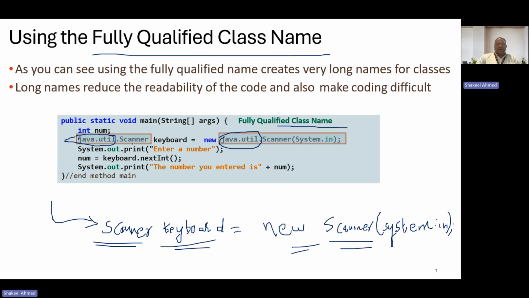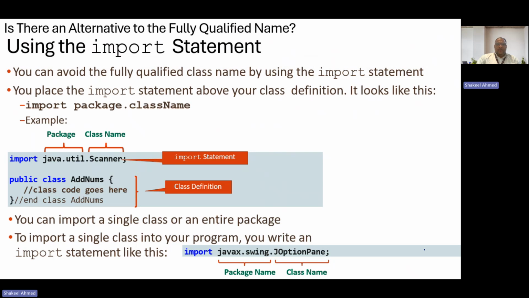So here we are declaring a Scanner object, and then we are saying System.out.print, enter a number, and whatever number we declared as an integer, we get it as keyboard.nextInt. So we want the number to be scanned. So the number entered is shown. You can see that these are very long names for the classes. If I use them, the program readability will become difficult, and it also makes the coding difficult. So we have another alternative. As I mentioned, people regularly use this so that they don't get confused with the coding.